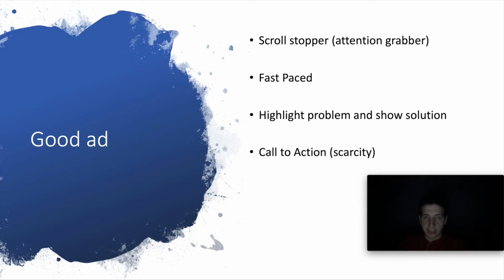So guys, to summarize what makes a good ad, you want to start with an attention grabber, a scroll stopper. As we mentioned, it is the most important factor of a good advertisement. You want to make 4 variations of the ad and change the scroll stopper to test which one works best. And after the scroll stopper, you want to have a fast-paced video, clips changing every 1.5 seconds approximately. Then in the video, you want to make sure to highlight the problem and show the solution that your product is offering. And at the end of the advertisement, you want a call to action.